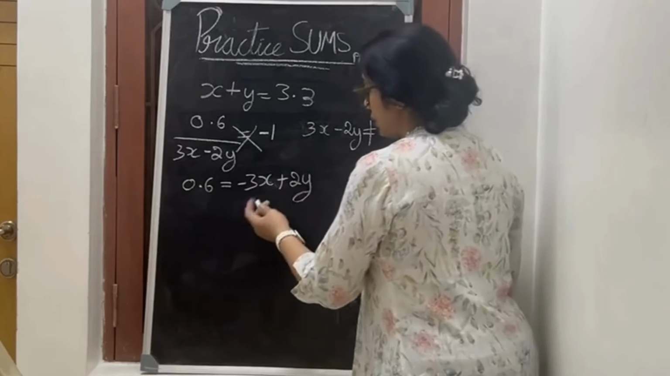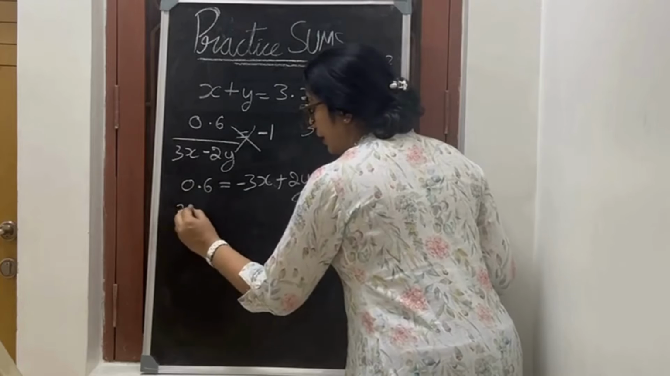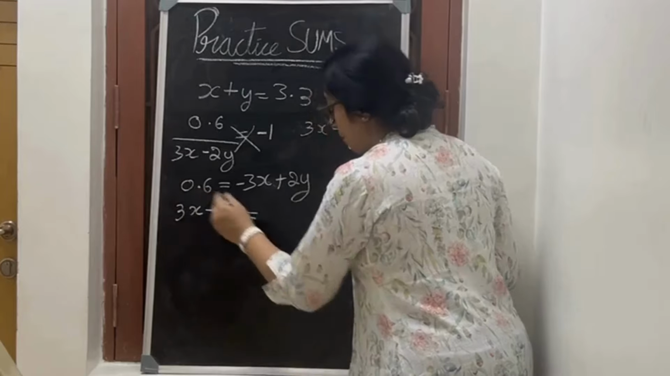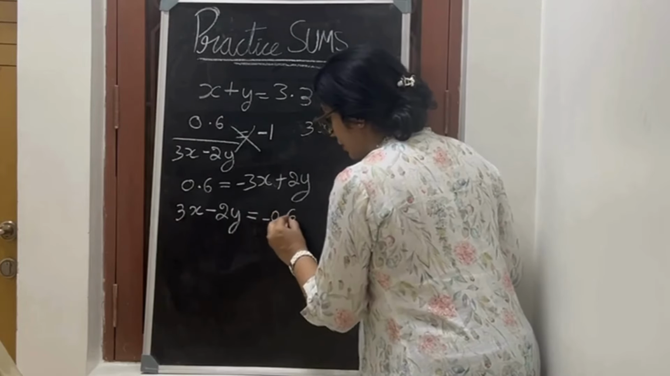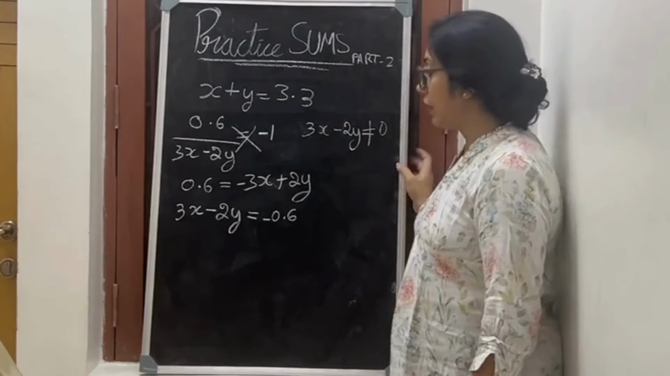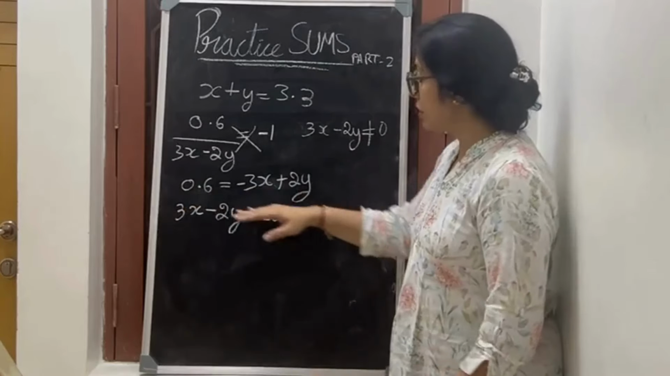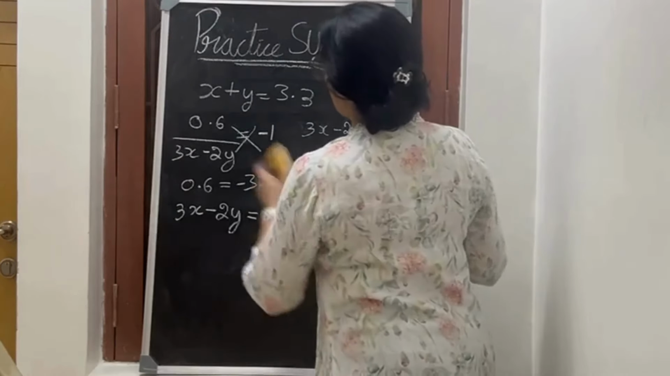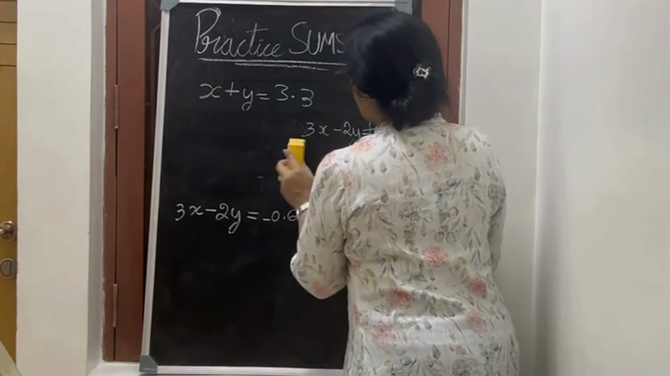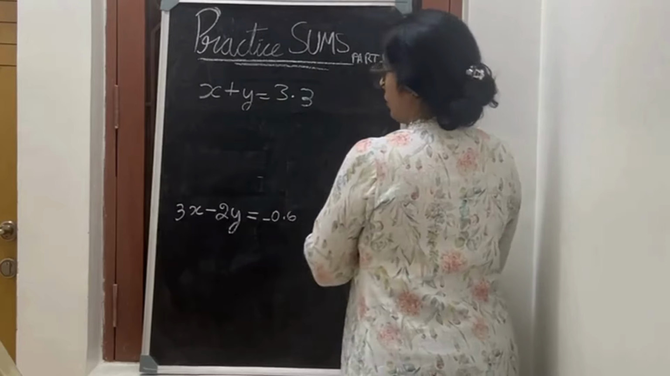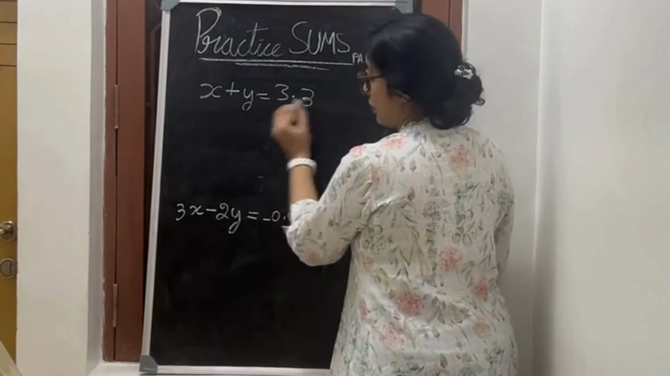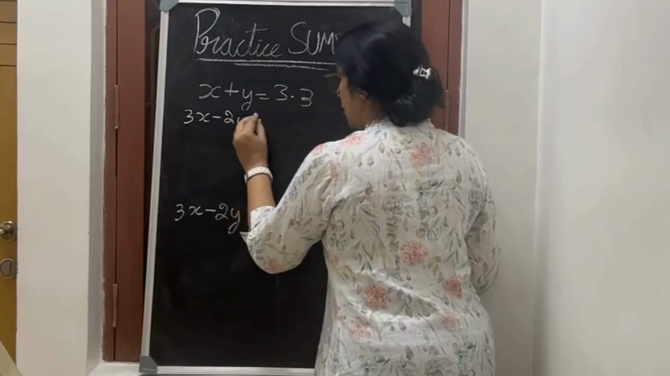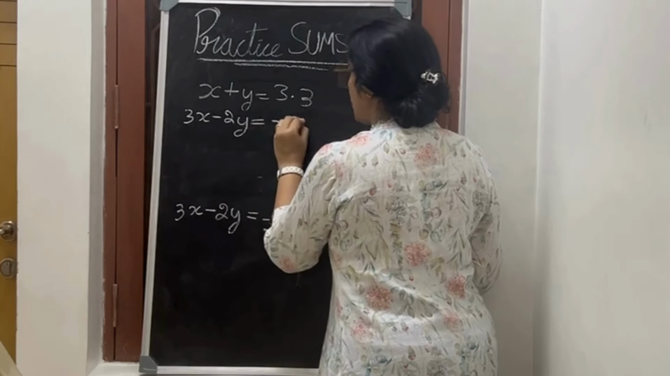Now I want to change the equation. So I'll write 3x minus 2y equals minus 0.6. Why did I do that? I multiplied the equation by minus so that I can solve my equation easily. So now my equations are x plus y equals 3.3 and 3x minus 2y equals minus 0.6.